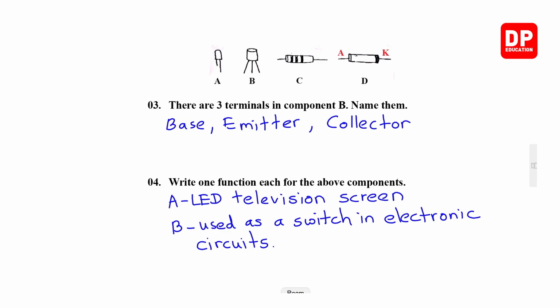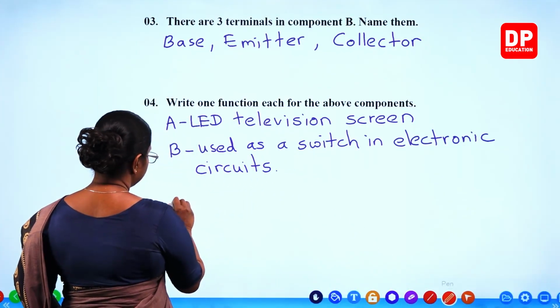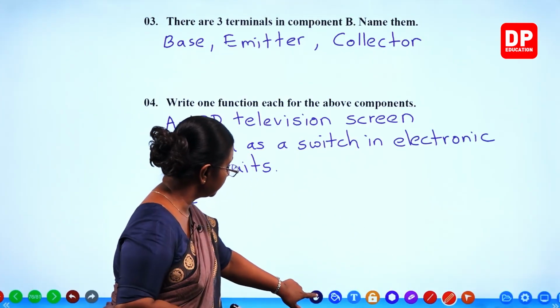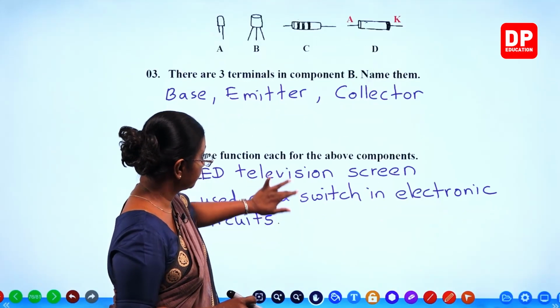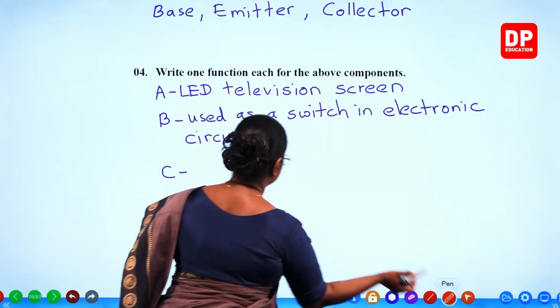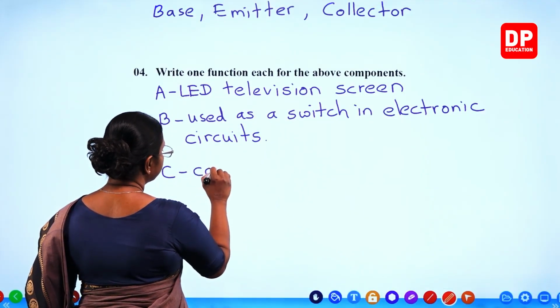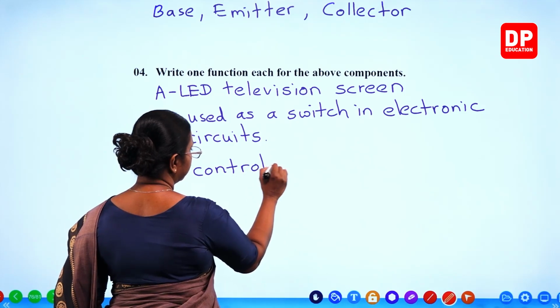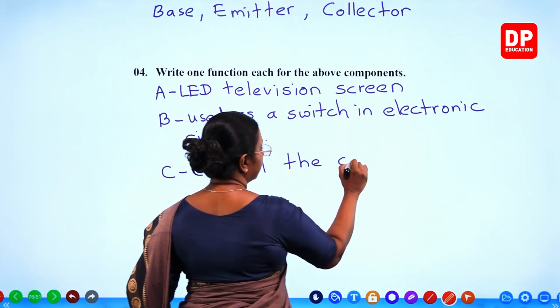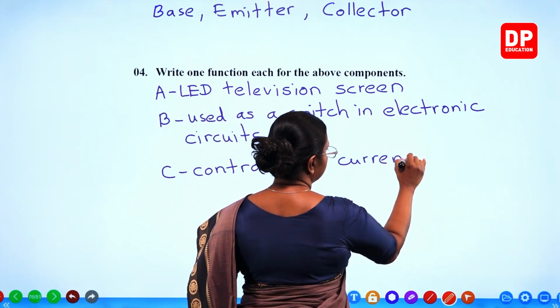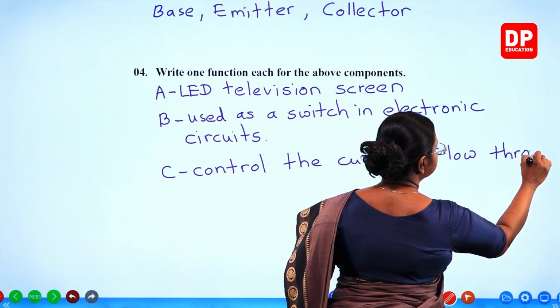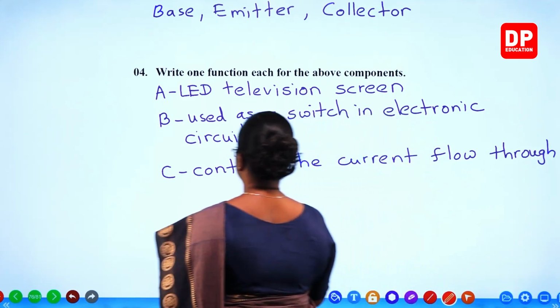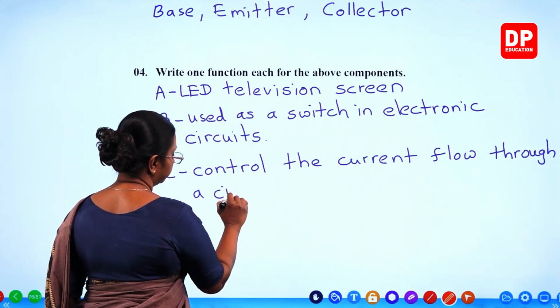Used as a switch in electronic circuits. Then C, you can remember students, it is the resistor. So the resistor controls the current flow through a circuit.